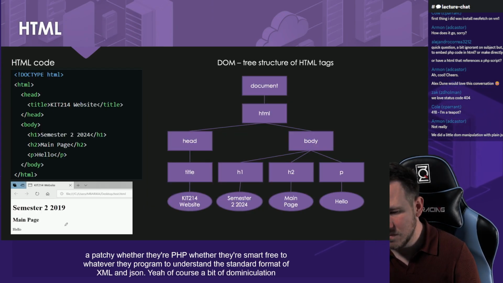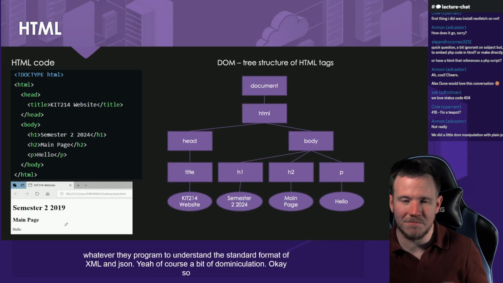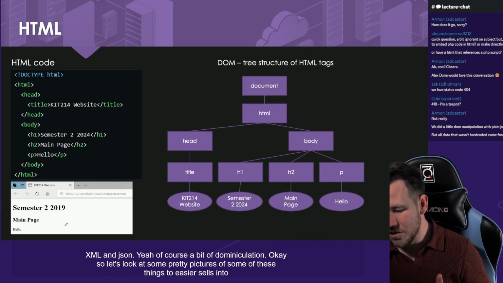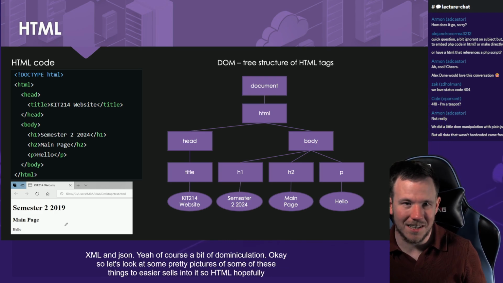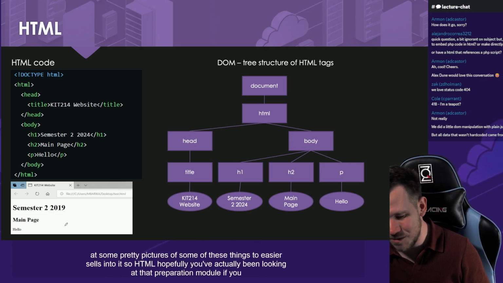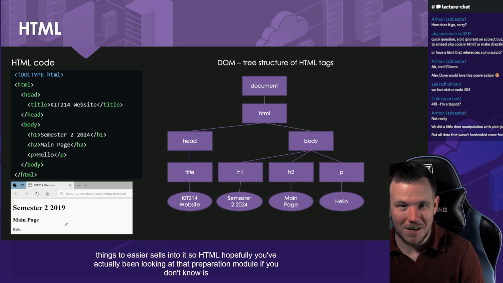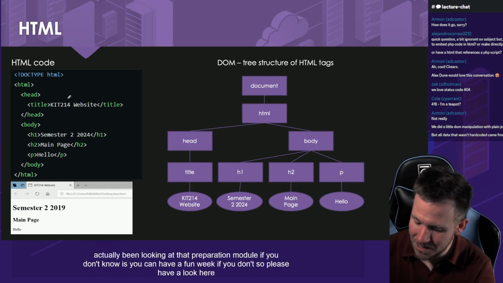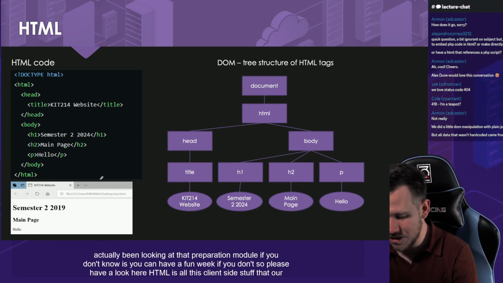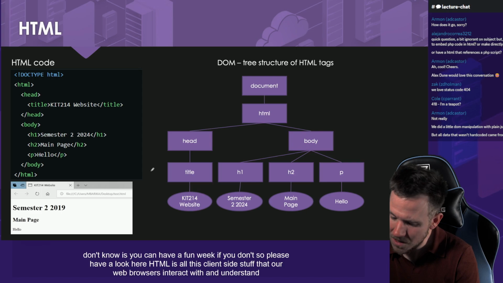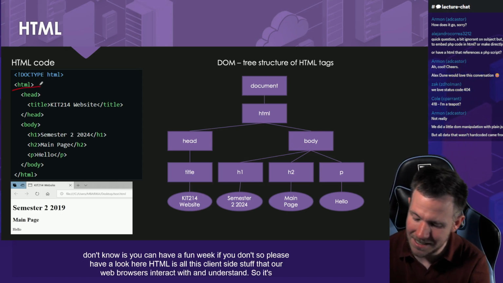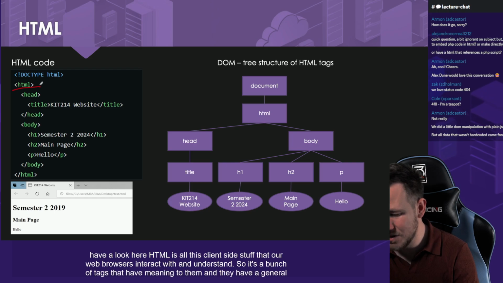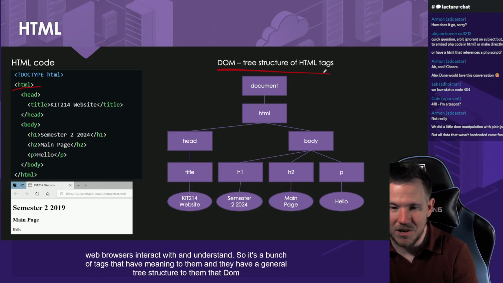Okay, so let's look at some pretty pictures of some of these things to ease yourselves into it. So HTML, hopefully you've actually been looking at that preparation module if you don't know what HTML is. You're going to have a fun week if you don't. So please have a look here. HTML is all this client-side stuff that our web browsers interact with and understand. So it's a bunch of tags that have meaning to them, and they have a general tree structure to them. That's the DOM, document object model.